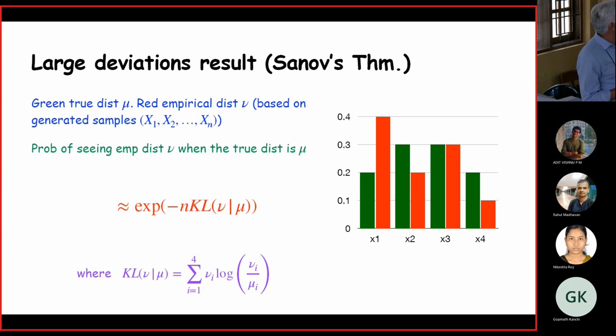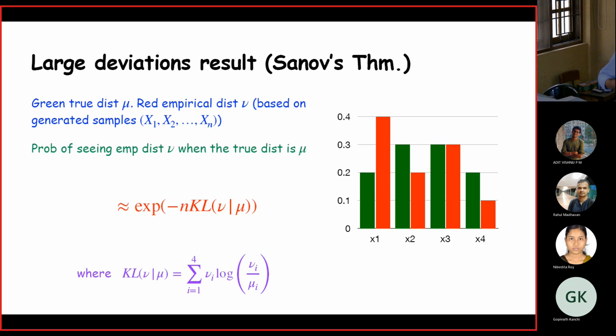Suppose that the true distribution is this green distribution mu. There are 4 support points, x1, x2, x3, x4, and these are the true probabilities of your underlying distribution. Now you generate lots of data, n sample points, and you see a sample empirical distribution. You say the empirical distribution should look like this green distribution, right? This is the law of large numbers, it tells you that. But what's the probability that it looks like this red distribution?